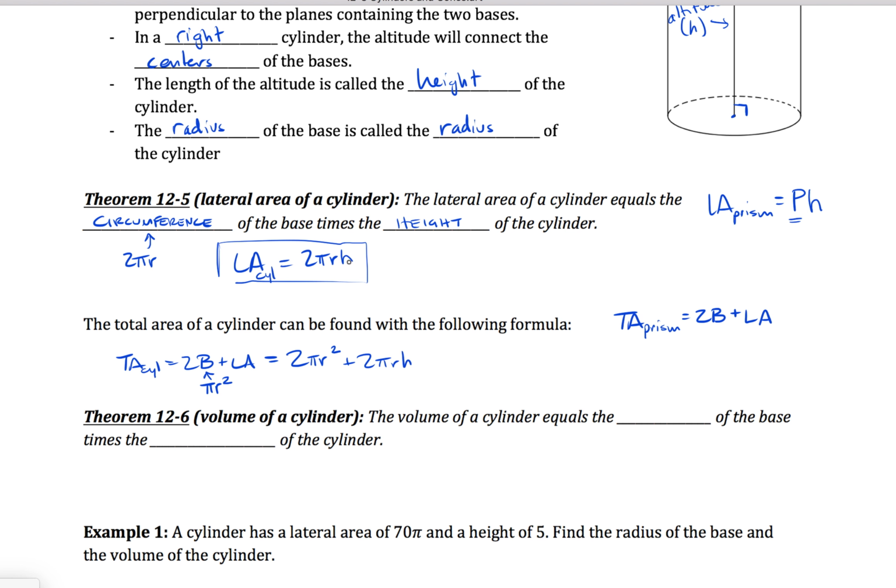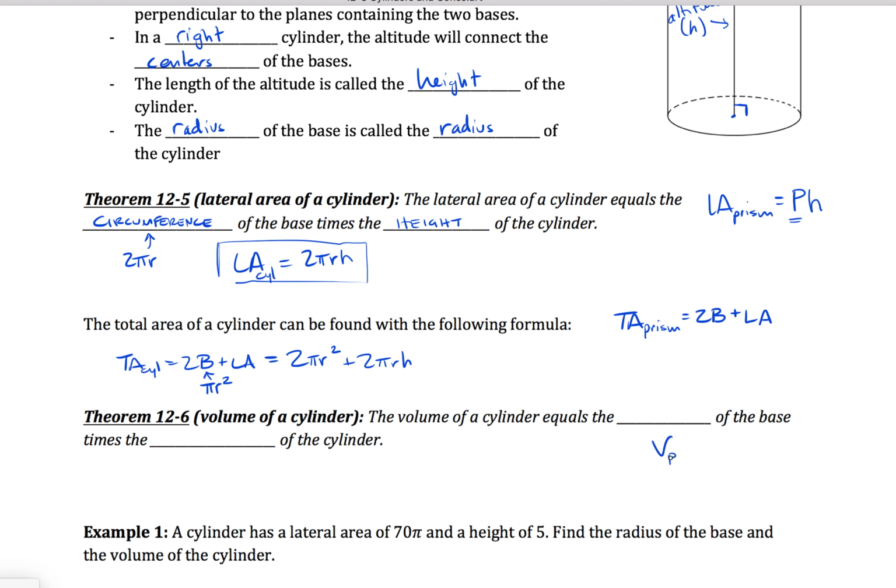That's your lateral area formula, right? So you can see it's essentially the same formula that we use for a prism, except we put pi r squared for capital B, and we put 2 pi rh for lateral area. Now, volume of a cylinder, we're going to kind of continue the same idea.